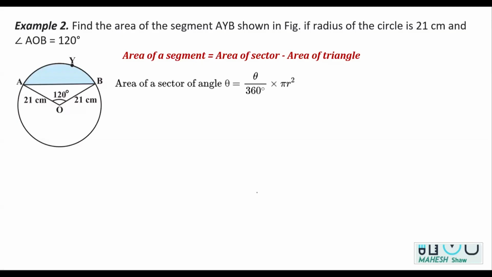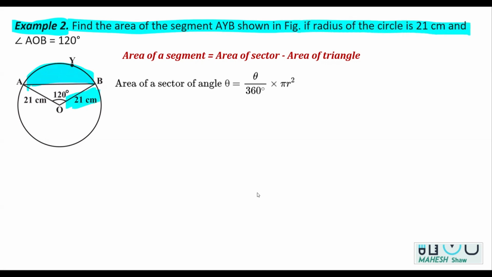In this video, I'm going to do some questions from the chapter on areas related to circles. The first one is example 2 from the textbook. It says find the area of this segment AYB. So this is the segment AYB, whose area we have to calculate, if its radius is 21 centimeters and the central angle is 120 degrees.